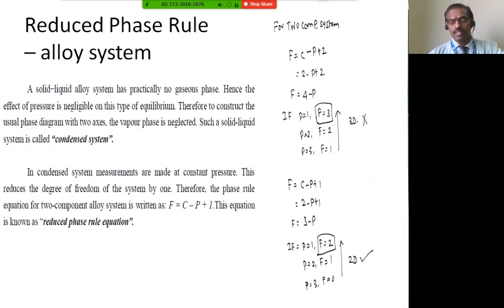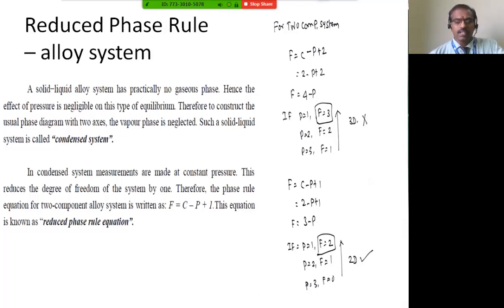From that we can study: if P is equal to 1, F is equal to 2; if P is equal to 2, F is equal to 1; if P is equal to 3, F is equal to 0. By using the reduced phase rule, the maximum number of degrees of freedom in the case of an alloy system is 2. That means a two-dimensional diagram is a must. Two variables are a must. The two variables are temperature and composition.